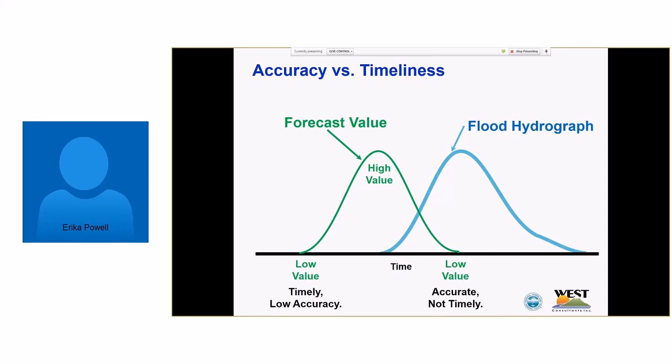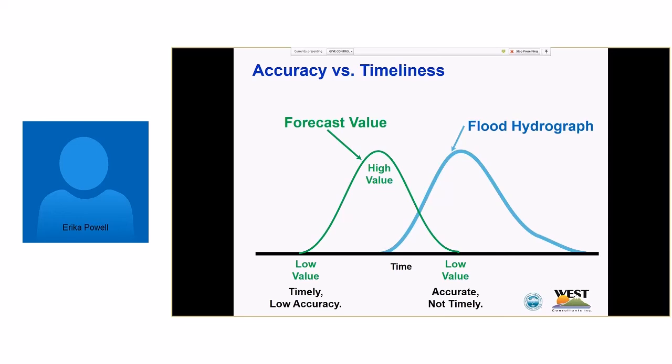If I wait until the peak of the flood to issue a forecast, I might have a very accurate forecast. I can tell you exactly what's going to happen right at the peak. But it doesn't have any value to your community. On the other hand, if I'm too far ahead of the event, and I'm so far ahead that I don't have any credibility of making a forecast that far ahead, it also has low value.